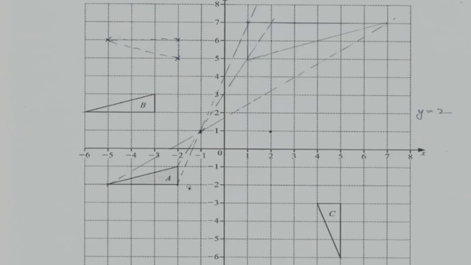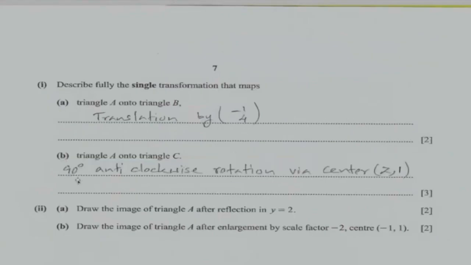This is a rotation. So it is a rotation of 90 degrees, like this, through the center 2, 1. It is a 90 degrees anti-clockwise rotation about the center 2, 1.